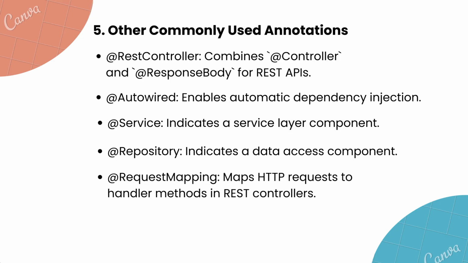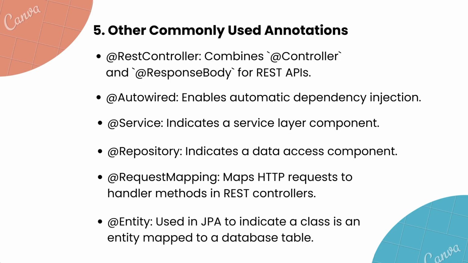Request mapping. The request mapping annotation in Spring Boot is used to map web requests to specific handler methods or controller classes. Last one is entity. The entity annotation in Spring Boot is used to mark a class as a JPA entity, meaning it represents a table in a relational database.